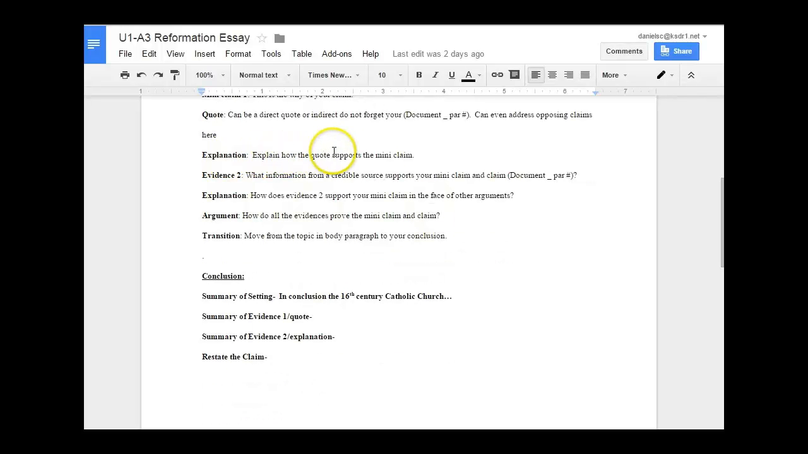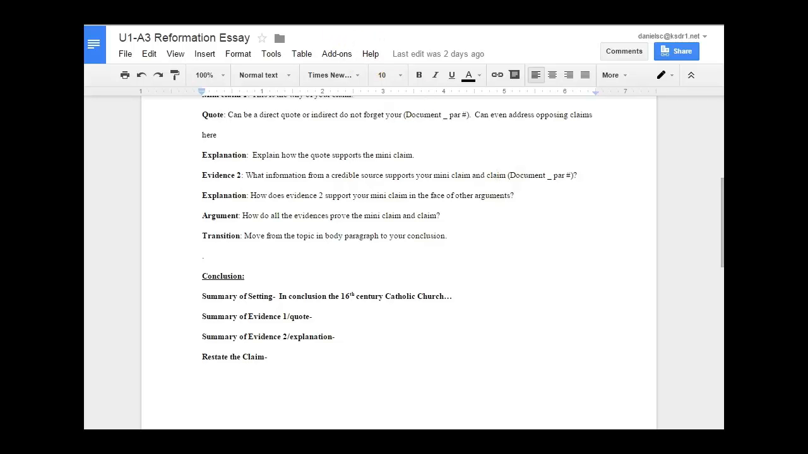Then you're going to need to explain the quote. Many of you did a great job on this in your break essays. We're doing much better at explaining quotes and telling the reader what it means. You're going to need a secondary evidence. What information from a credible source supports your mini claim and claim? This should be something out of the website.